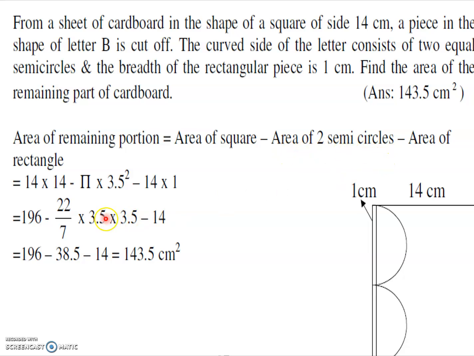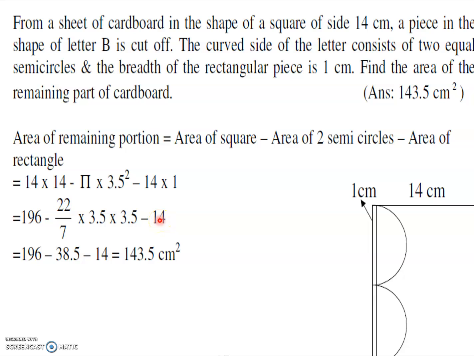Area of two semicircles. We know the area of a circle is pi r square. Where do we derive the 3.5? The area of the semicircle is pi into 3.5 whole bracket square. How much is the radius? It is 3.5. Next, 14 into 1, where 1 is the rectangular side that is given. That's why we take it.